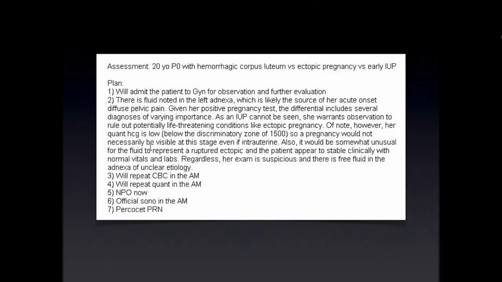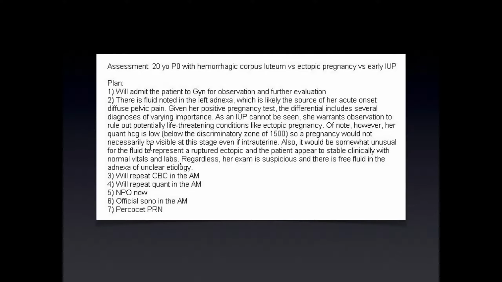The OB team was not too excited about admitting this patient. As you can see here from their note, an IUP wasn't seen, but her quant is low, below the discriminatory zone, so a pregnancy would not necessarily be visible at this stage. Also, it would be very unusual for the fluid to represent a ruptured ectopic, and the patient appears so stable clinically with normal vitals and labs. This statement is again factually inaccurate, considering the evidence that we have reviewed.